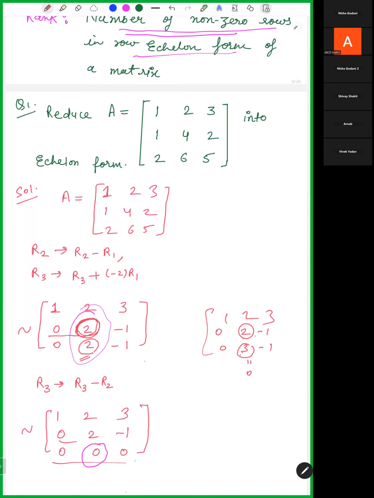So now the question is, what is the rank? If you have to find the rank, then what is the rank for this matrix? Can you tell me what the rank will be here?